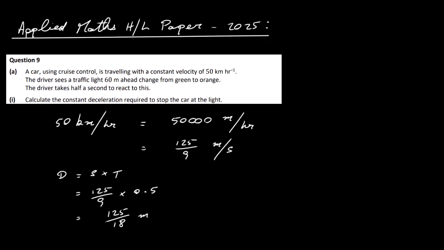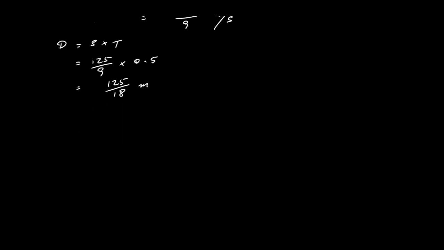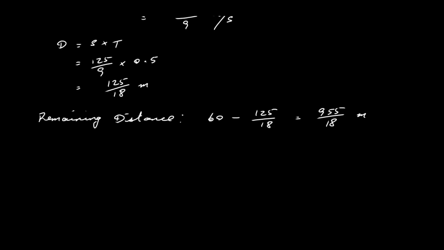So what we've got to do now is just work out the remaining distance. So let's look at that. We know that there were 60 meters in total, so this is the remaining distance. So all we've got to do now is take 60 and subtract 125 over 18 meters. And we should get 955 over 18 meters.